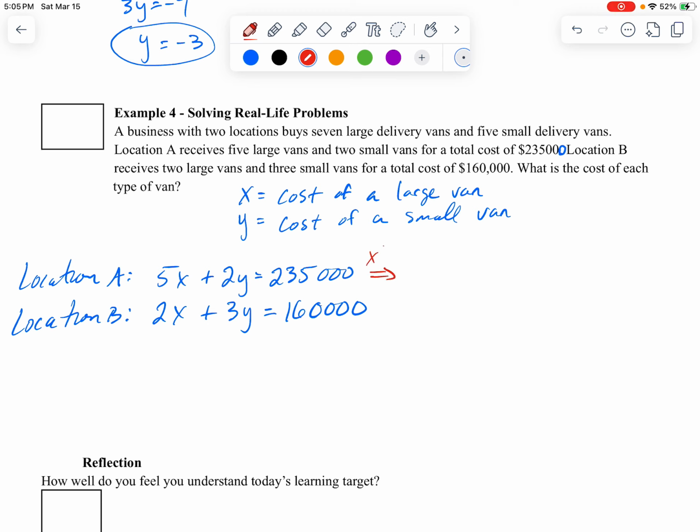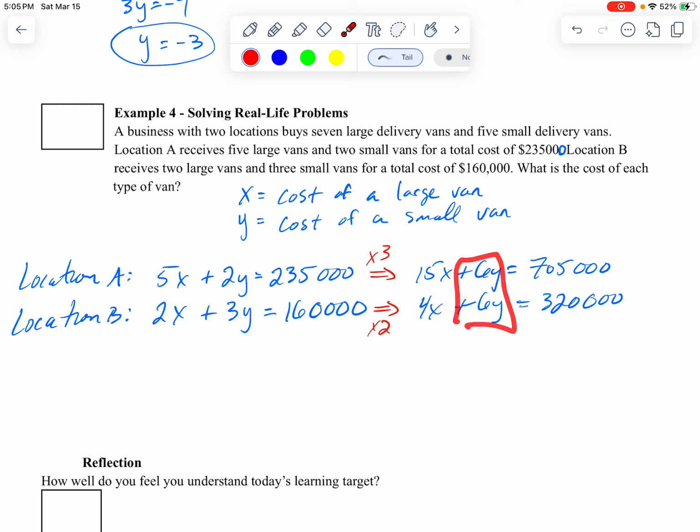So again, I'm going to multiply everything here by 3. I'm going to multiply everything here by 2. And here's what we would get. We end up with 15x plus 6y equals 705,000. And here we would end up with 4x plus 6y equals 320,000. Now, when we do our process of elimination, both my y values are positive, so I'm going to subtract everything in that bottom equation from the top.